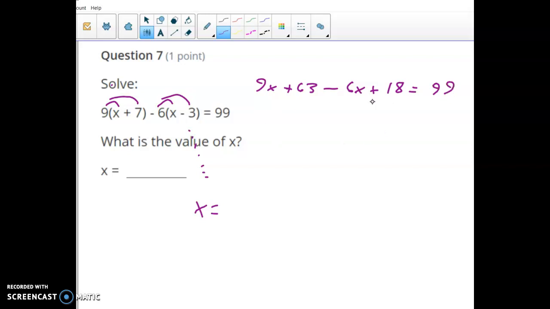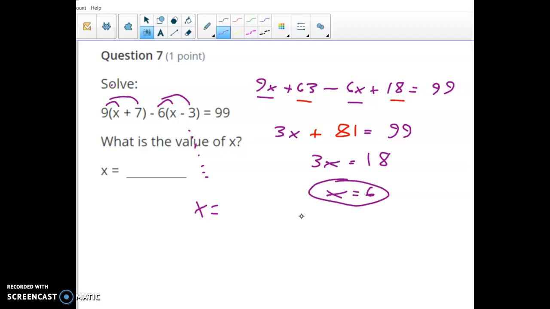All right, and now we're just going to keep cleaning up the left-hand side so we have some like terms. So combine those to give us 3x. And then we can just combine those two together, and that would be positive 81. All right, now we just got a nice simple equation here, minus 81 from both sides, and then divide by 3. Okay, and we'll get x equals 6.